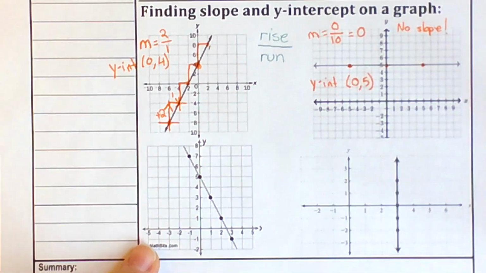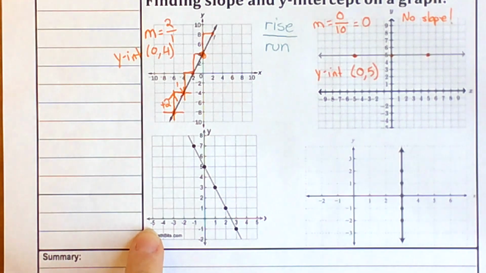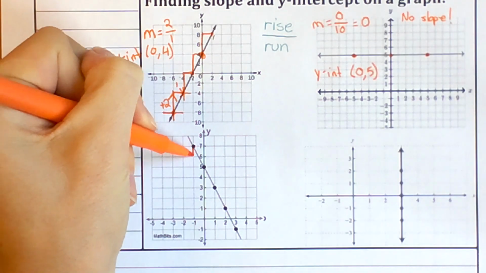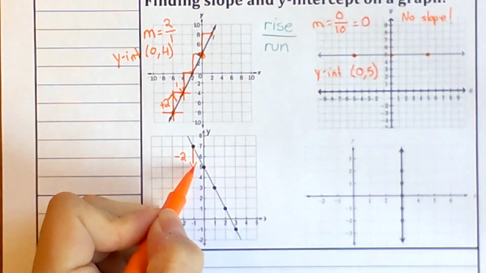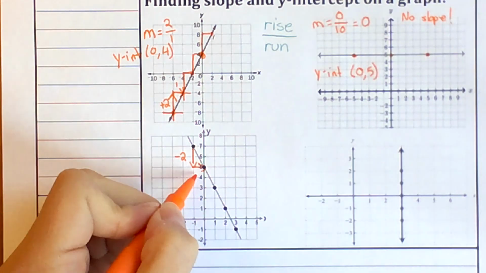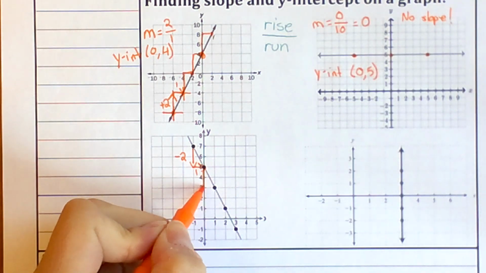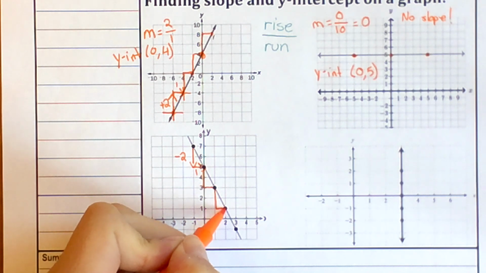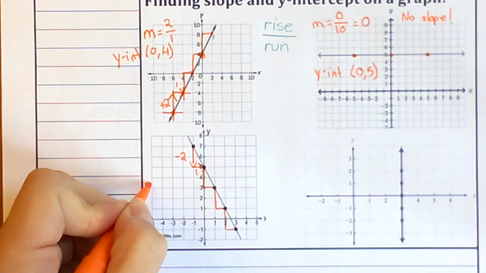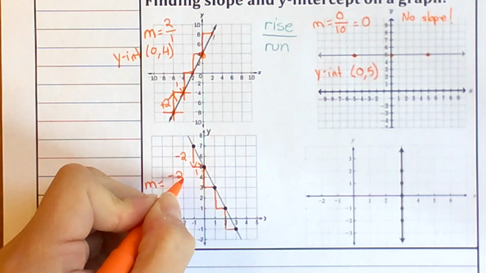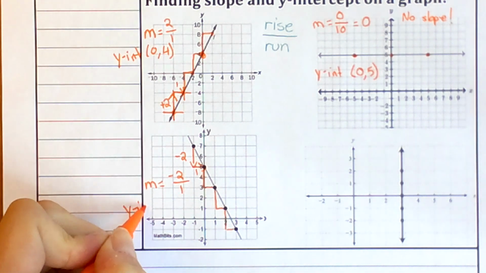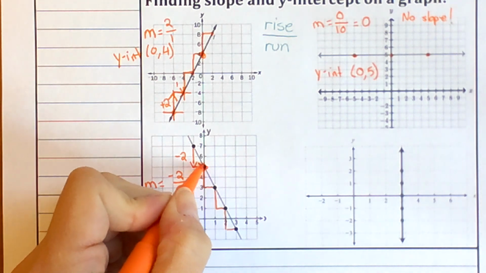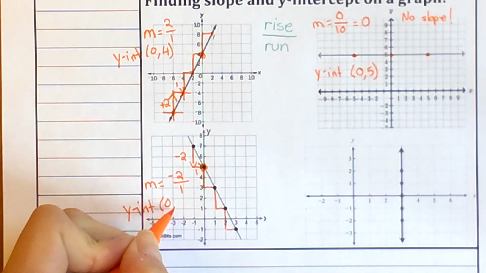Okay, moving down here, now this one is going down 2. So I'm going to put a -2 there. Down 2, but forwards 1, so that's a positive 1. Down 2, forwards 1. Down 2, forwards 1. So my slope is -2 over 1. My y-intercept is right here at 5, so that's (0, 5).